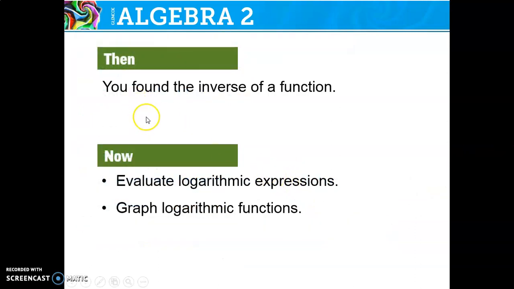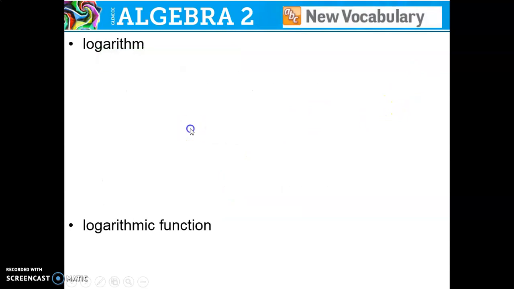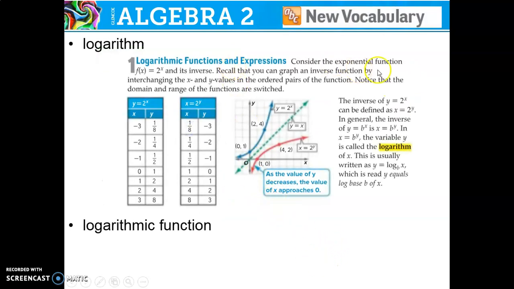So before we found inverses of functions, now we're going to evaluate and graph logarithms. There's a lot to cover in this section, so I'm going to go pretty quickly through it. I'm not going to read the problems. Feel free to pause this at any time should you need more time. So definitions, a logarithmic function.